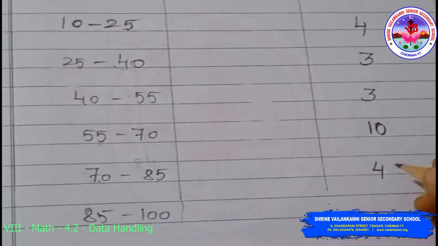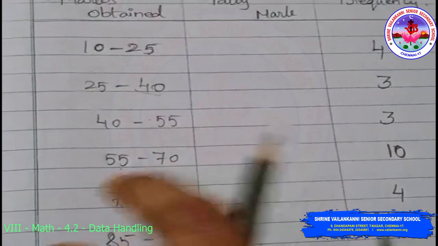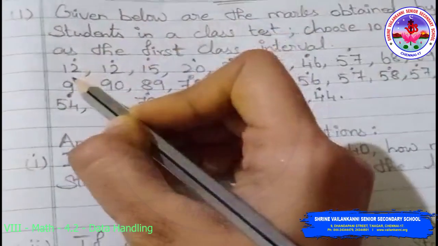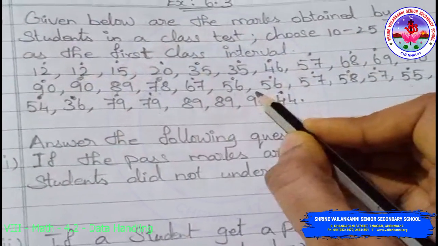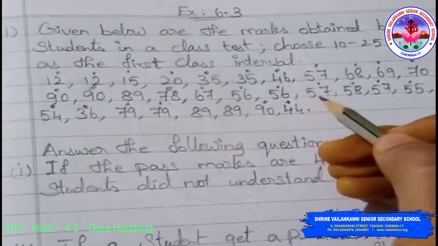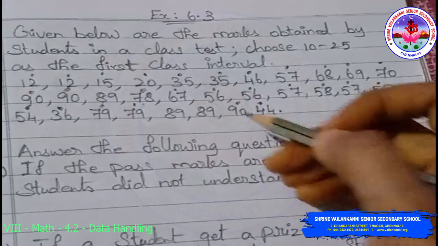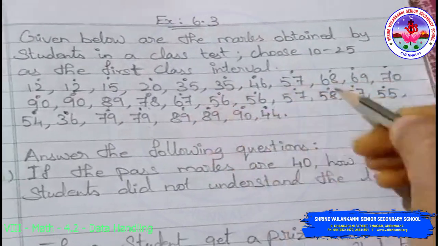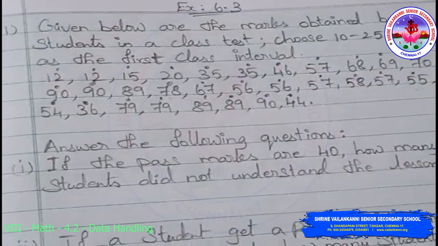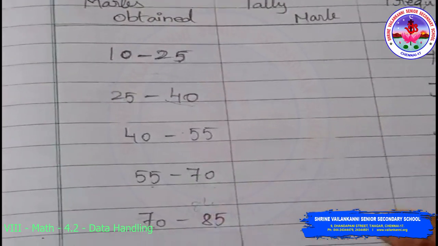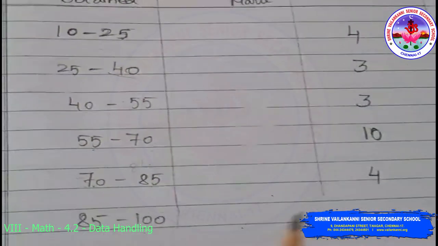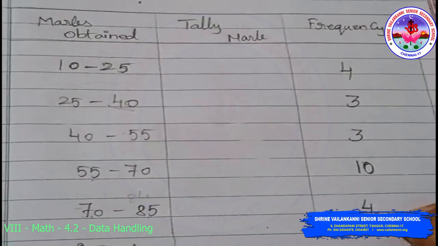The last class interval is 85 to 100. The data are 90, 1, 2, 3, 4, 5 and 6. The class interval of 85 to 100, the frequency is 6.